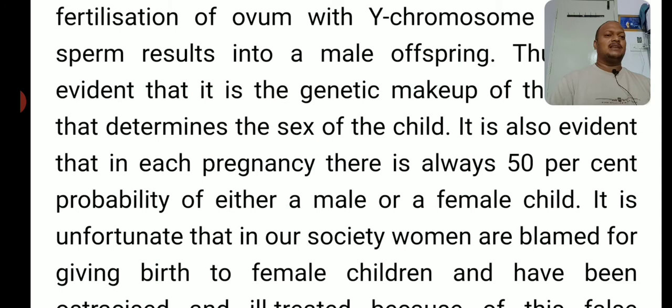It is also evident that in each pregnancy, there is always a 50% probability of either a male or female child. Whenever after pregnancy, the couples will discuss what, boy or girl. How much probability chance is there? 50% chance for boy, 50% chance for girl. Okay, you understood? Right. So no need to quarrel between both couples, because chances are 50-50. So probability calculation, you know maths very well, right?